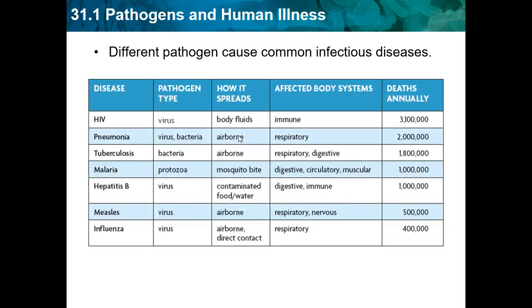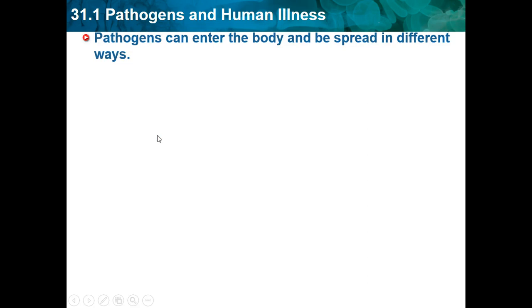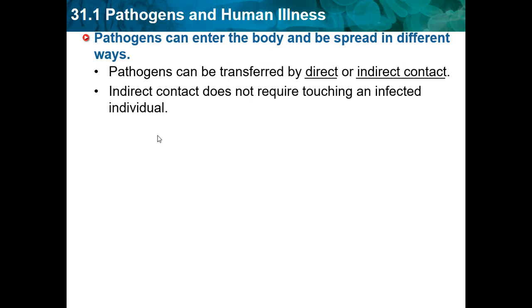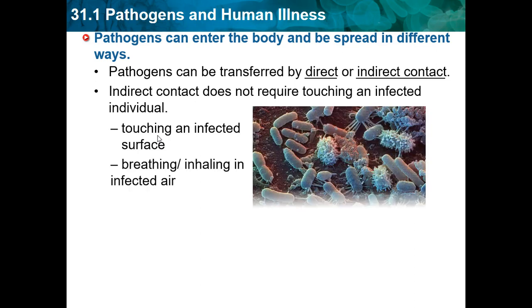Different pathogens cause common infectious diseases. So these are just diseases, showing what to call them. Like HIV is a virus, and most of these are viruses. Tuberculosis is a bacteria. Pathogens can enter the body and spread in different ways. Pathogens can be transferred by direct or indirect contact. Indirect contact does not require touching an infected individual, so it could come through the air, or touching an infected surface, inhaling infected air.